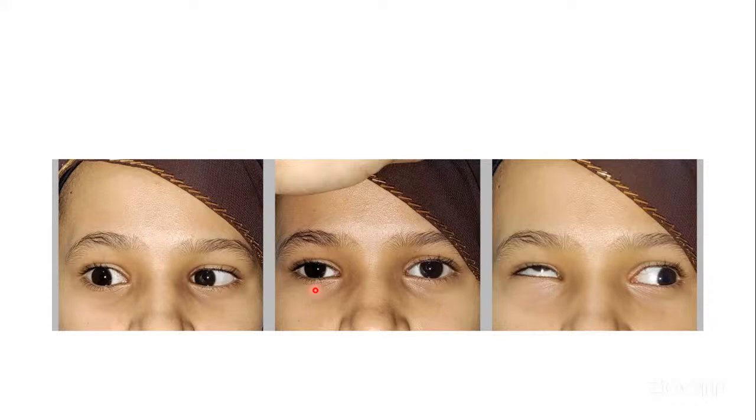Y splitting is like the alphabet Y. You will split the lateral rectus into two halves, and the distance between the two halves will be around 15 millimeters. You will put the superior half and the inferior half away from each other. So that is called Y splitting of the lateral rectus.